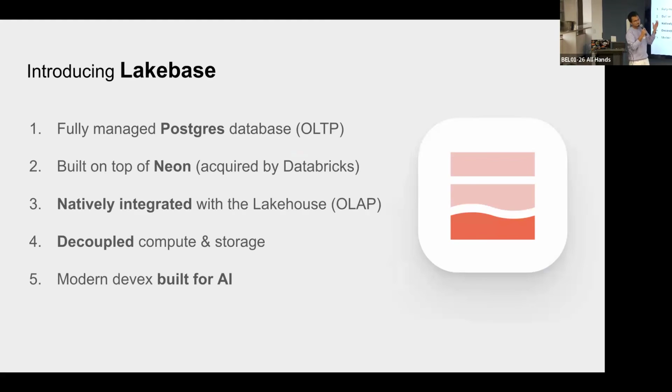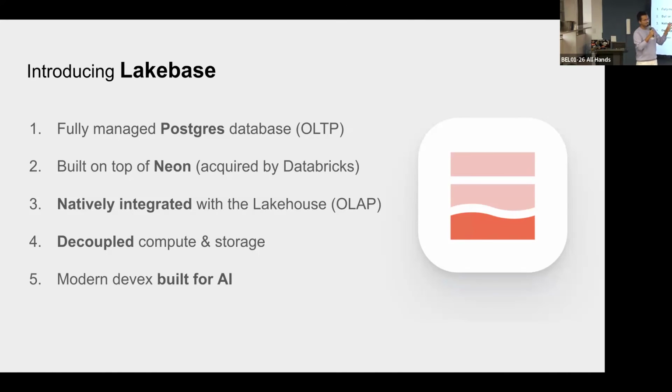Second, it's built on top of Neon. I don't know how many of you know about Neon, but there used to be a company called Neon. It got recently acquired by Databricks. Again, nothing too fancy there. We have seen companies getting acquired in the past. I really want you to focus on point number 3, 4, and 5.